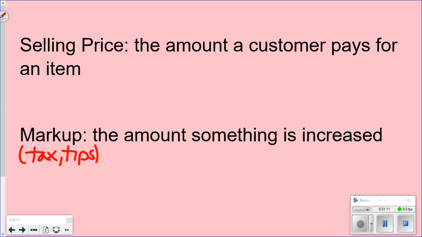We're going to figure out what things are marked up. And they have to do that at stores so they can create a profit to pay some of their bills and some of their workers. So everything that you buy is marked up, so where you buy it from can make a profit. Yeah, it's used all the time.